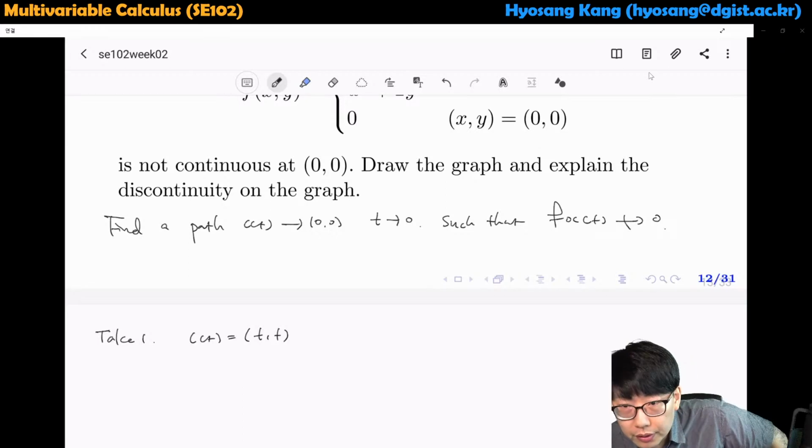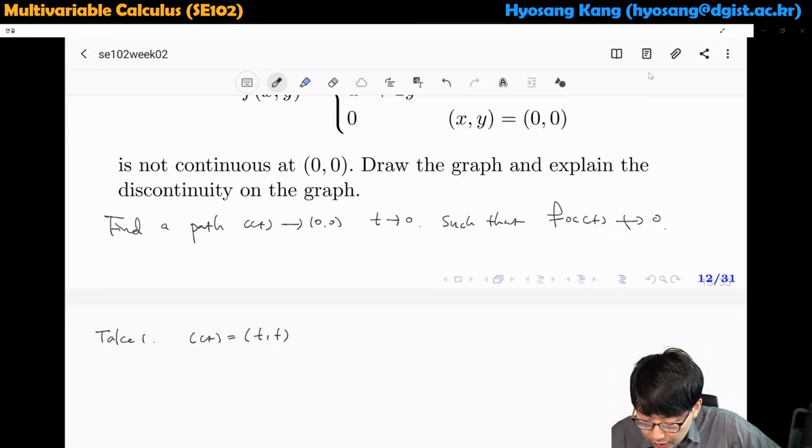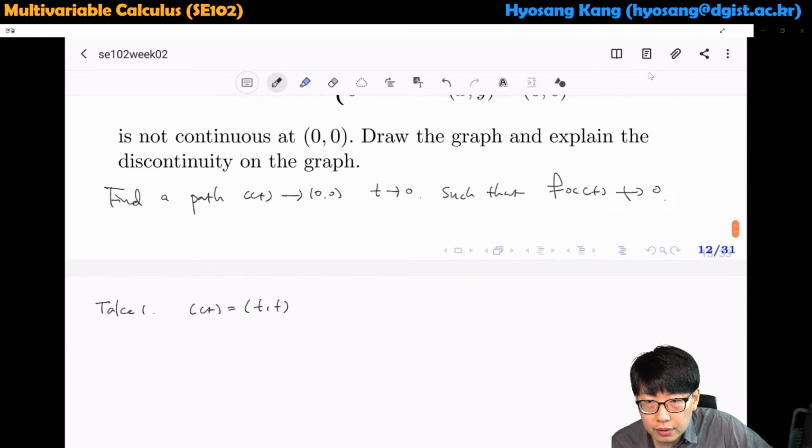So here's a question, sorry, I missed it. Yeah, so the question is, can we think about the limit as taking a limit of the projection onto the xy plane?